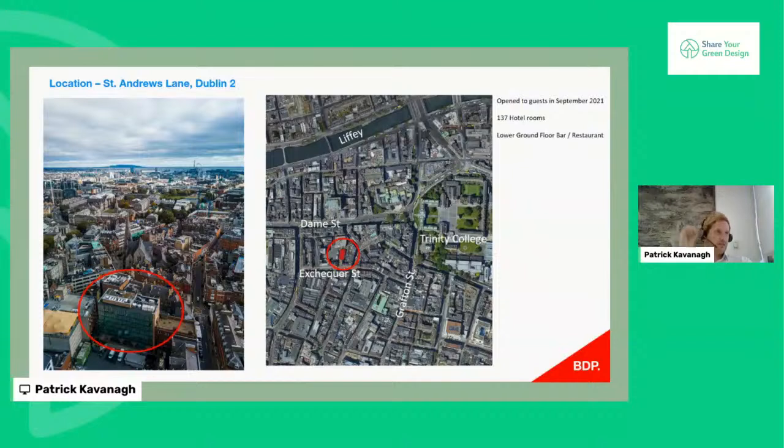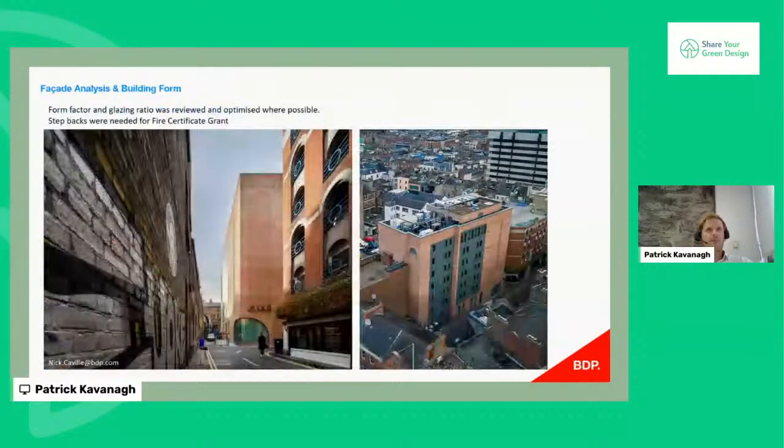And this has obvious constraints. It opened to guests in September 2021, has 137 hotel rooms on a lower ground floor bar and restaurant. When we looked at analyzing this, on the previous image, you could see that there was quite extensive glazing on the west facade, which was for multiple reasons, both from an architectural aspiration perspective, but also to sell the building from Exchequer Street, which I'll explain later.